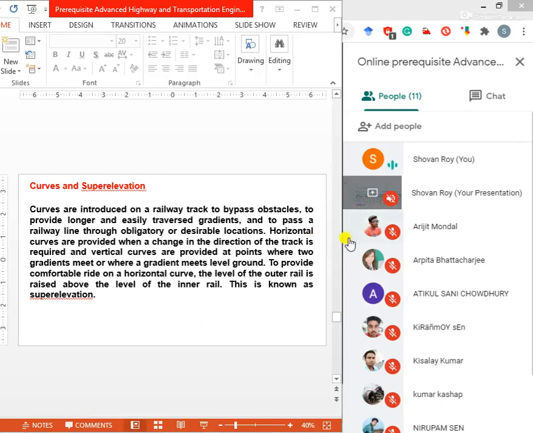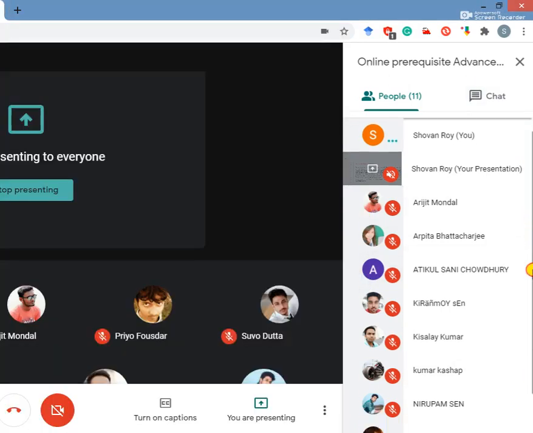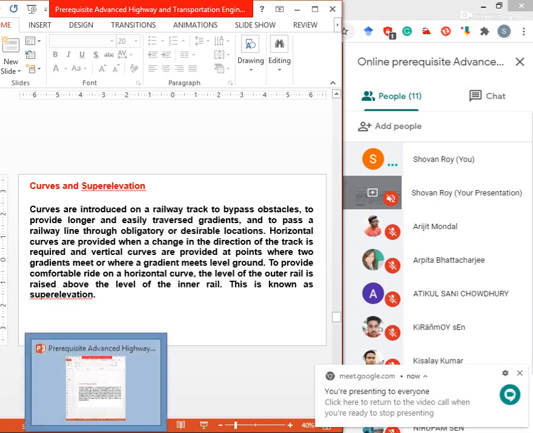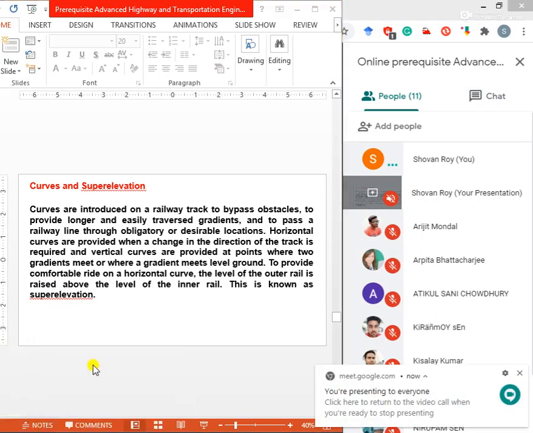Today our topic is curves and super elevation. So, curves.